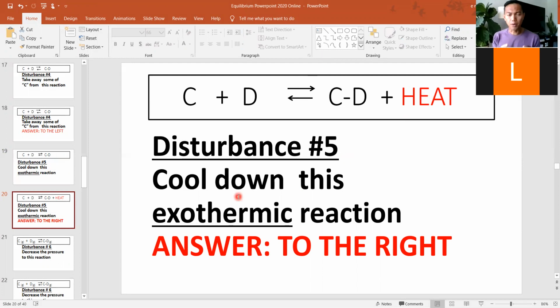Now, the tricky part about this is it's a cooling down rather than heating up. We're removing heat. So if heat is getting removed, I'm taking away something from this side, it's gonna have to be replaced. The tendency is the reaction will take the reactants, make more of the products, because every time they do that, they're producing heat. Therefore, we're able to replace the heat that was getting lost. So the answer is that it will go to the right.